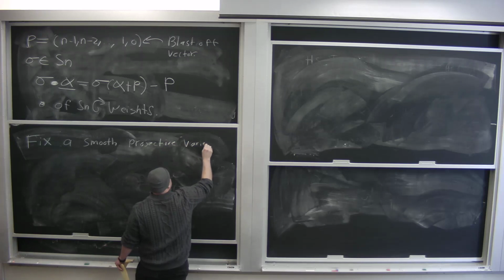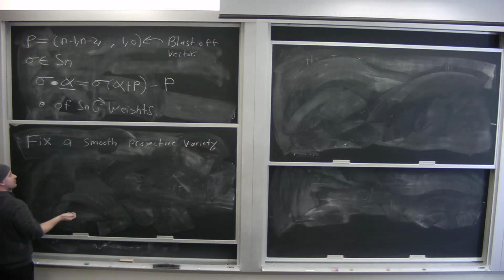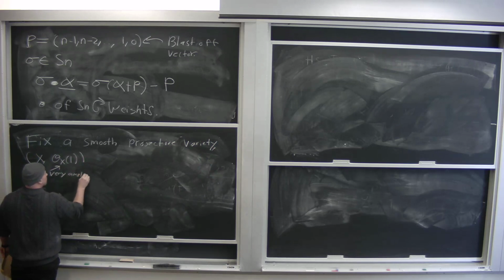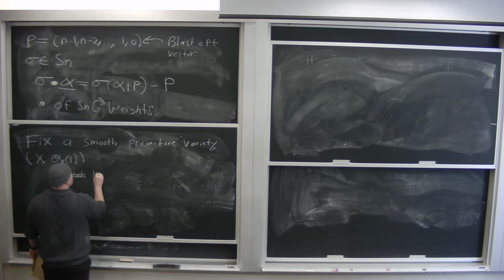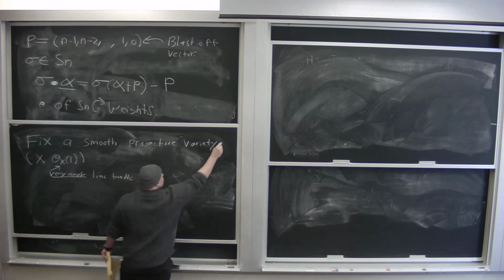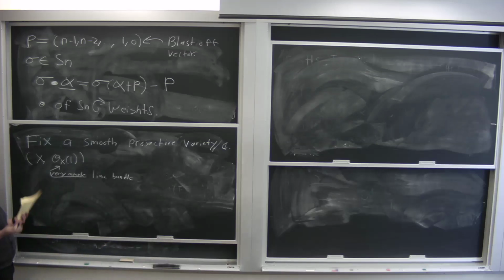So I've got a smooth projective variety, and it's also coming with an embedding in projective space. So I've got X and then O_X(1). So this is now a very ample line bundle. Maybe, okay, well, let's just say it's over C. So the main object that we're going to be discussing today is ACM bundles.